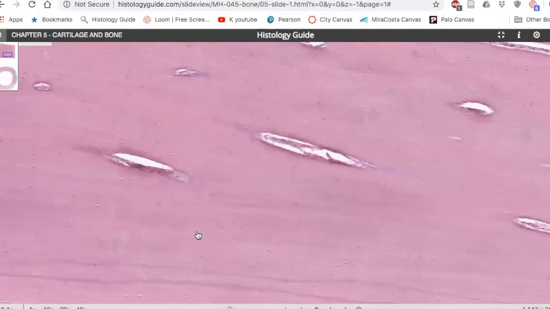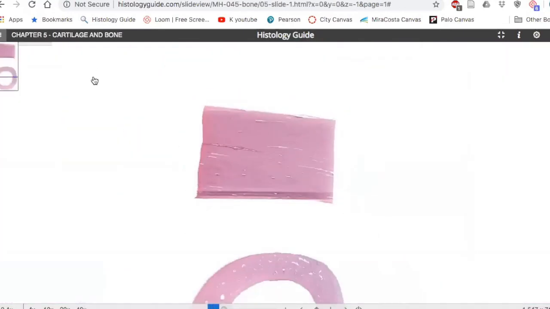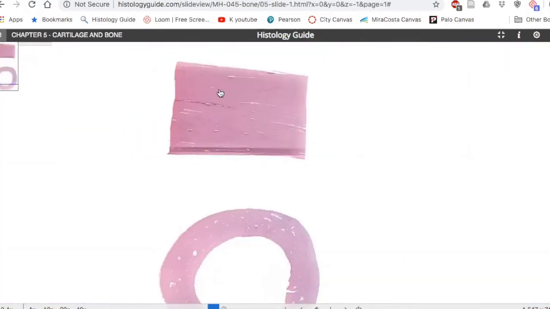So now we're going to look at a section right here of some compact bone, mostly on the outside here.